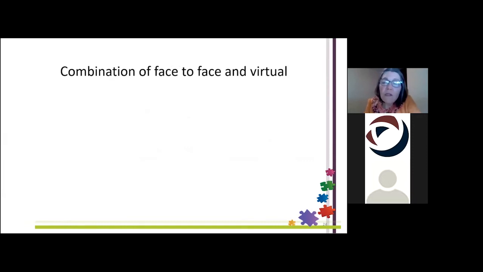There's also a combination of face-to-face and virtual, which can, depending on how clinics work, you can use a hybrid model where perhaps some interviews are done using telehealth or telemedicine, or another virtual platform, or the team can meet virtually, and sometimes the assessments can be done face-to-face. So there are hybrid models where you can take components of each.